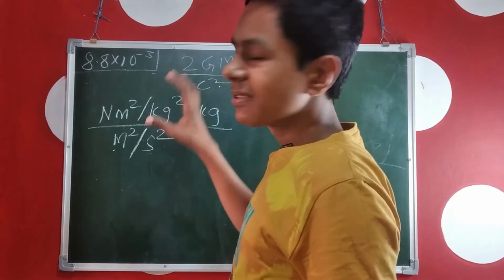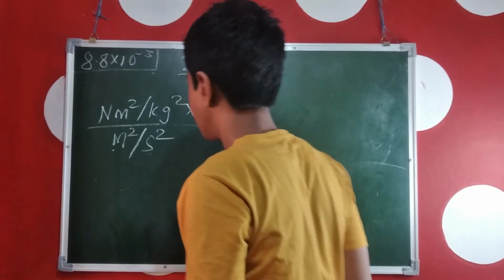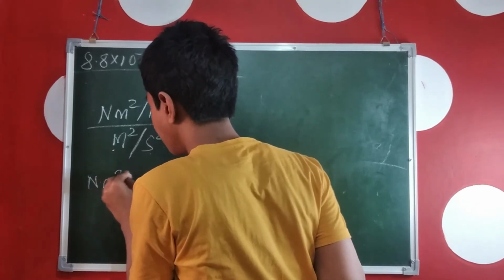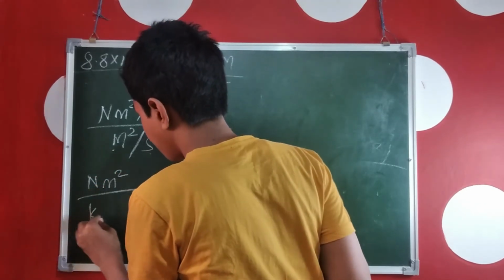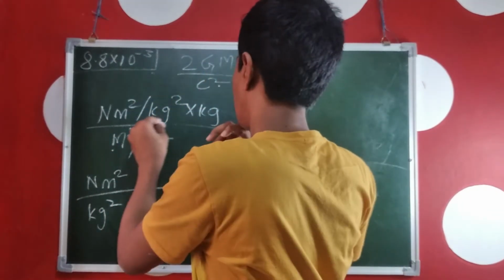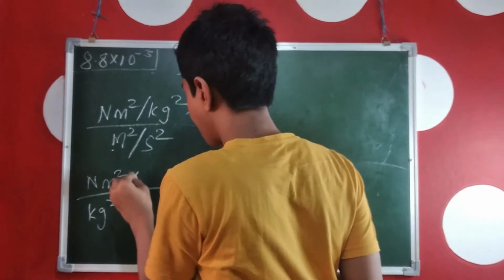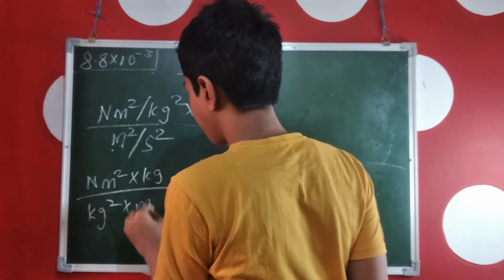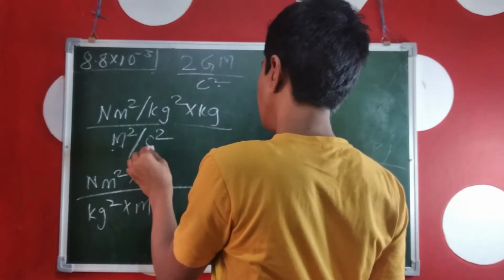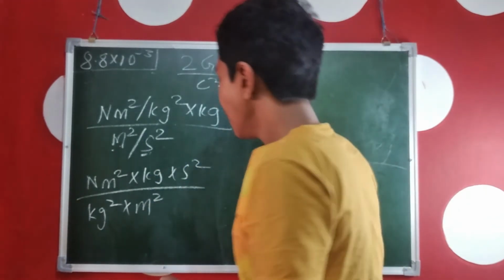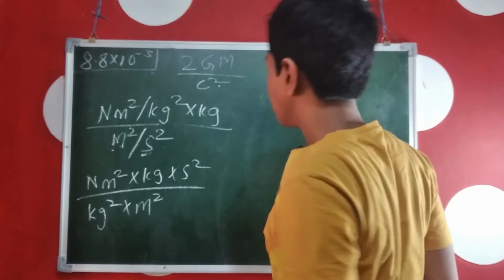Oh, let me erase this. Now, just to write it in a regular way: Newton meter square per kg square, it is in division, so it will come down, into kg meter square. Second square is in division, so it will go up, second square. Now just simplify this.